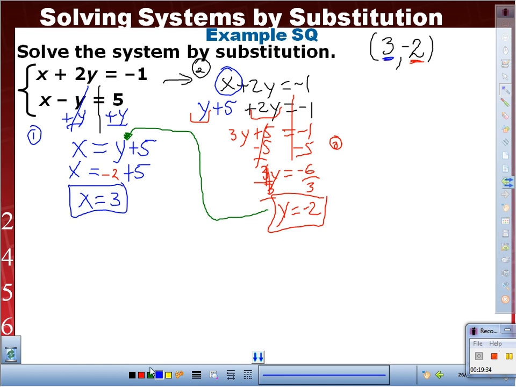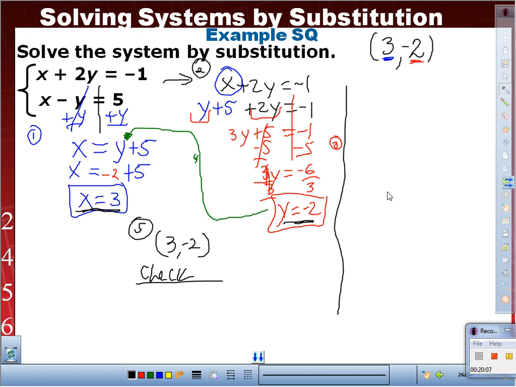That was step 4. What is step 5, everyone? No. Write your ordered pair, yes. So what is this one? 3. And what is this one? -2. And then we check. And we know how to check, yes? So to save some time, we're not going to check this one, but we already checked the other one. We know how to do that. Okay? So let's write our process.